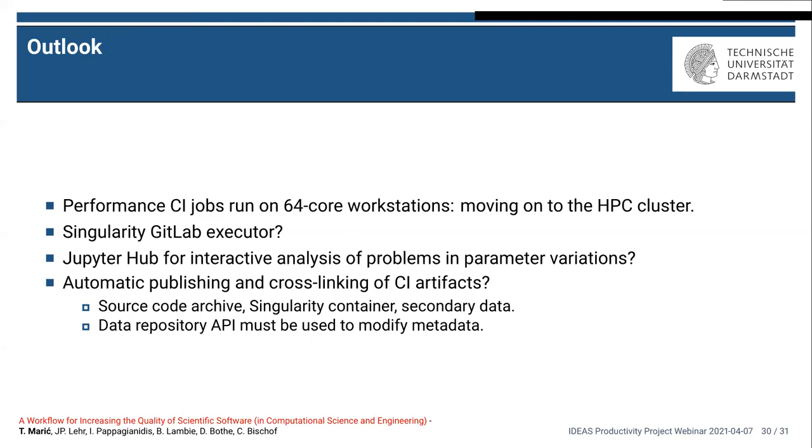Okay, so as for the outlook, right now we have these performance jobs running on 64-core workstations, and we're moving on to the cluster. The question is if this Singularity GitLab executor is going to work, or is it simple to set up or not. We are considering using JupyterHub immediately to be able to interactively and together analyze the notebooks. And automatic publishing and cross-linking of these artifacts is possible, but as I mentioned, we do this every couple of months, so it's probably going to complicate the workflow without a substantial benefit.